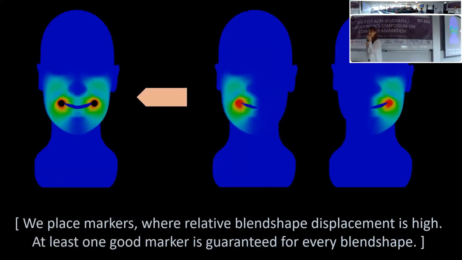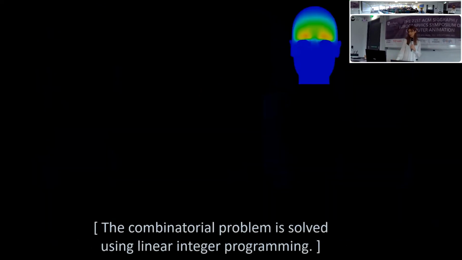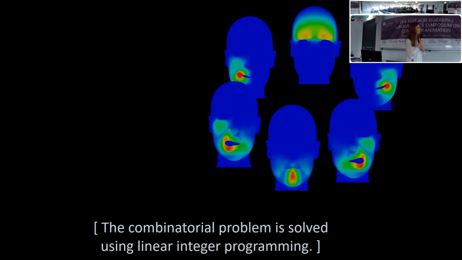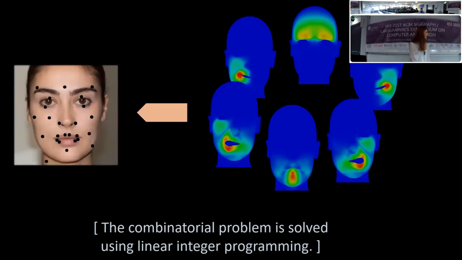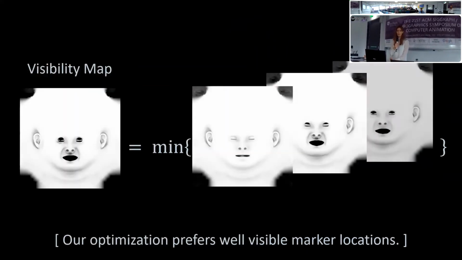So we did an optimization approach where we placed markers where there was relatively high displacement. We wanted one good marker guaranteed for every blend shape. We then did a combinatorial problem we solved using linear integer programming. And we had a number of terms in the optimization. One of them included visibility.